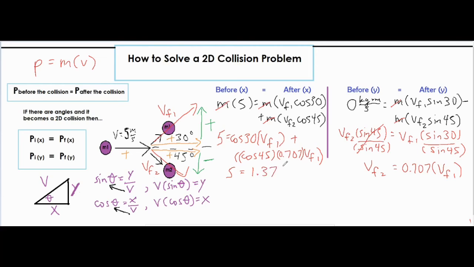1.37 VF1. So I can go ahead and divide both sides by 1.37. And then my VF1 comes out to 3.65 meters per second. Okay, and then now if I want my VF2, I can pretty easily solve for that.